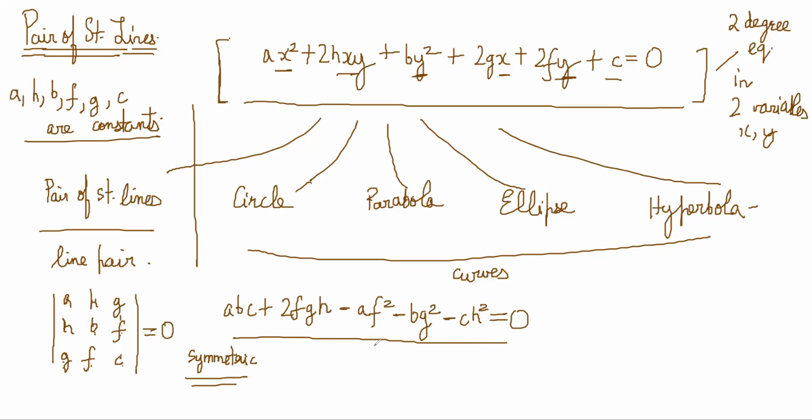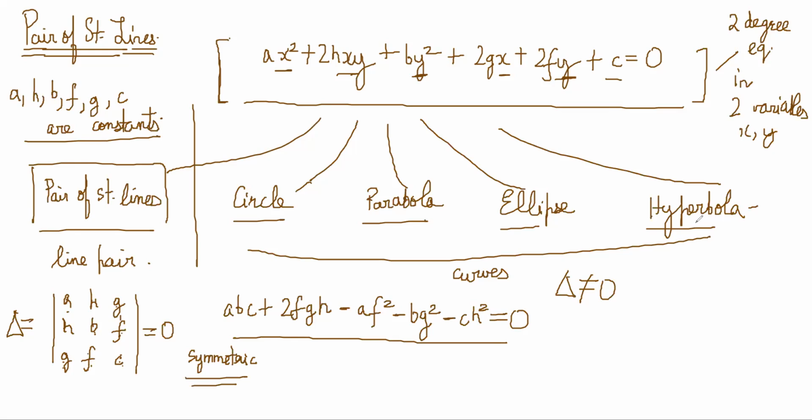If this condition is satisfied, how did we get that? We got it by ABC plus FGH plus FGH minus BG square minus F square into A minus H square into C. This is called a discriminant. If this discriminant is 0, then it is a pair of straight lines. And if it is not 0, it could be any of these: a circle, a parabola, a hyperbola, an ellipse, right?